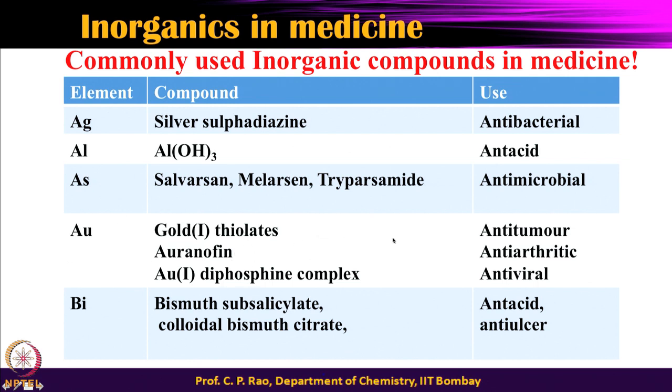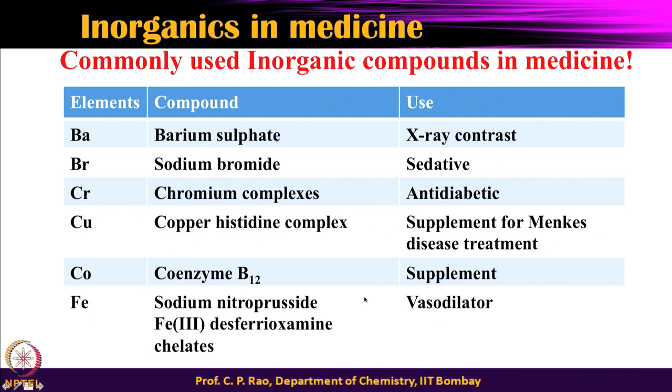Bismuth salicylate, bismuth colloidal, bismuth citrate, all of these can be used also as an anti-ulcer as well as antacid. That is not the list completion, we have a lot more. Let us look at this particular slide also.